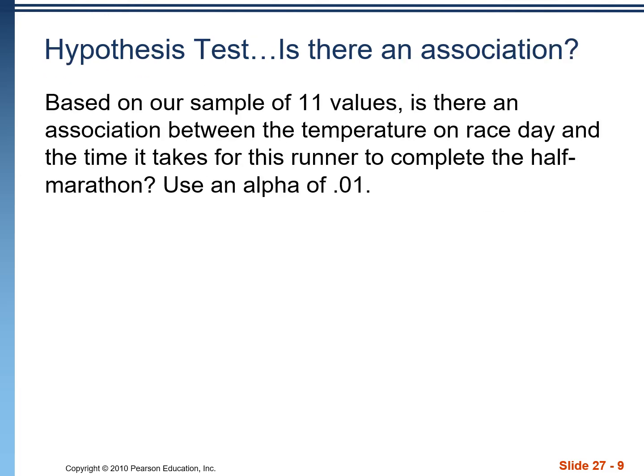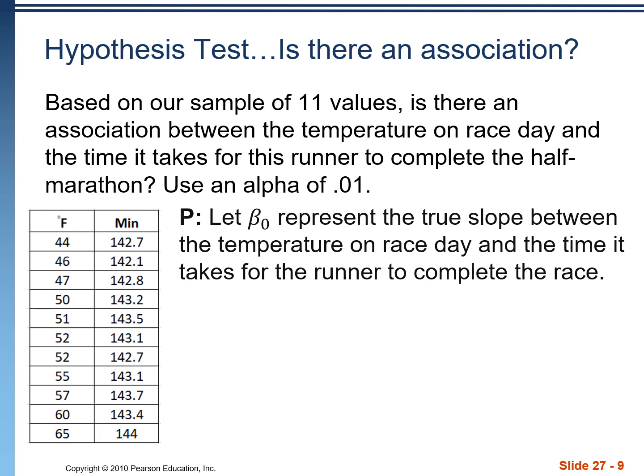With every other hypothesis test and confidence interval, when I've done the notes, I've worked through the math of the problem. We're not going to do that with this because it's not important. So we're just going to do this entirely in the calculator right from the start. The actual test is, based on our sample of 11 values, is there an association between temperature on race day and the time it takes for this runner to complete the half marathon? It also gives us an alpha level of 0.01. So basically we have these 11 values. Is that enough for us to conclude that the temperature and the race time are associated and there is a relationship between them? So those are the values there.